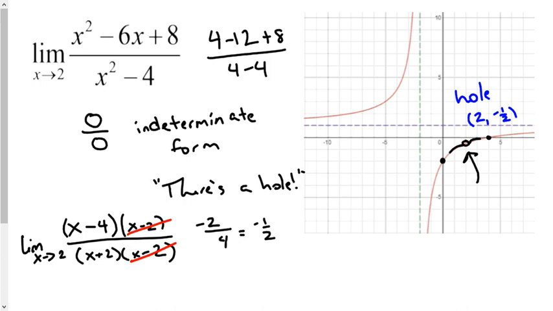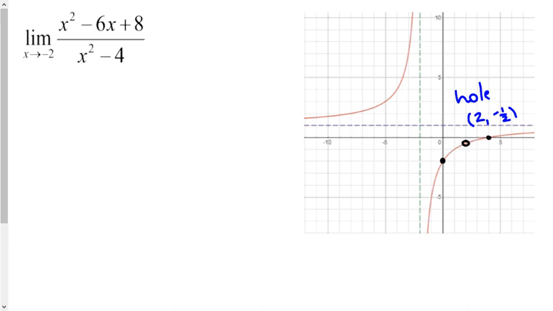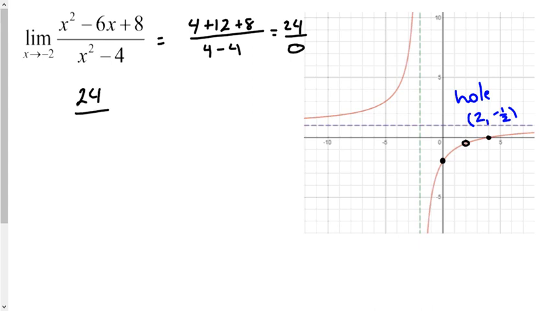All right, let's try another one here. We've got when x approaches negative 2. If I use just direct substitution and put a negative 2 in for this, then I'm going to get negative 2 squared is 4, plus 12, plus 8, over 4 minus 4. So that's 24 over 0. Now whenever you get something like this, 24 over 0, we already know that if you look right here, this is our vertical asymptote.